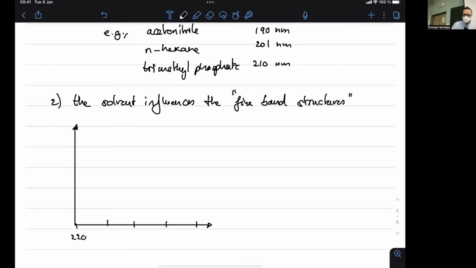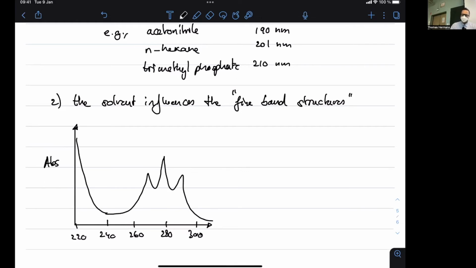Okay, 220, 240, 260, 280, 300. And here I have absorbance. I'm going to attempt to do this correctly. Right, so also for molecules, when you go lower than 220, your absorbance will always go up. Typically you don't measure below 200 nanometers.